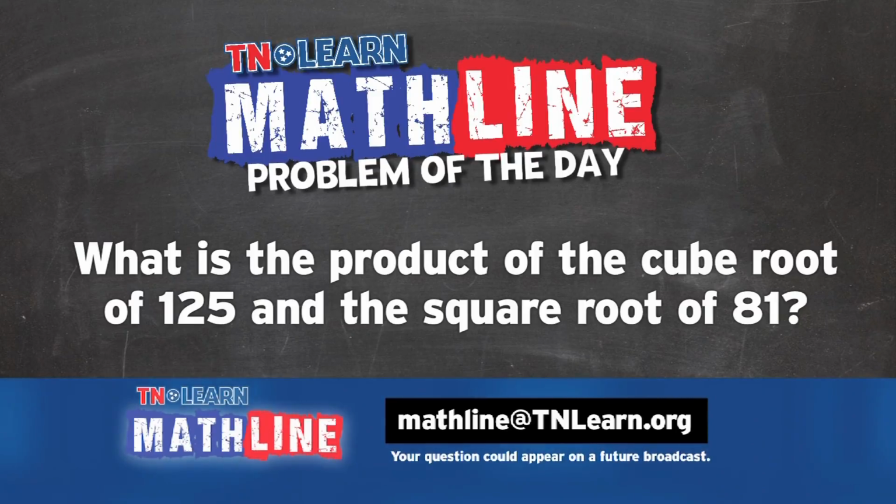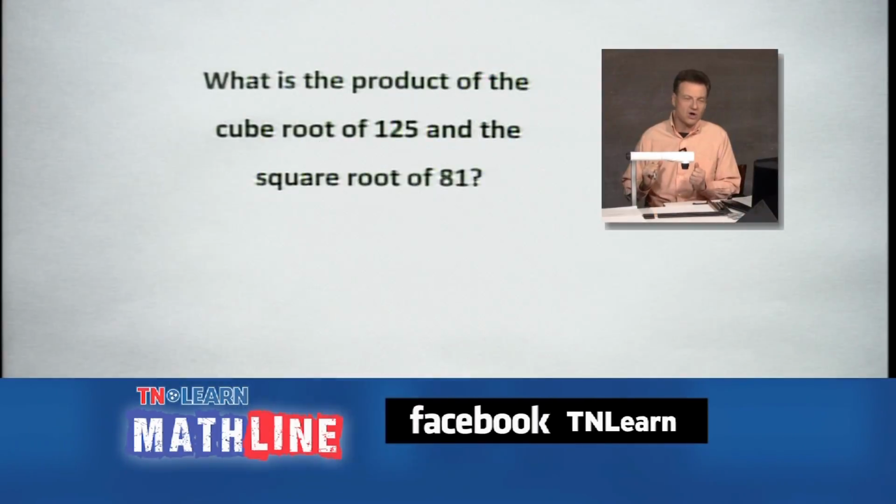Problem of the day says, what is the product of the cube root of 125 and the square root of 81? All right, what is the product of the cube root of 125, square root of 81? Let's take a look at this, see what we've got going here.